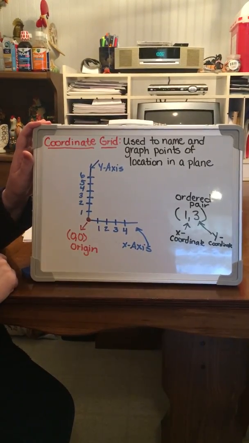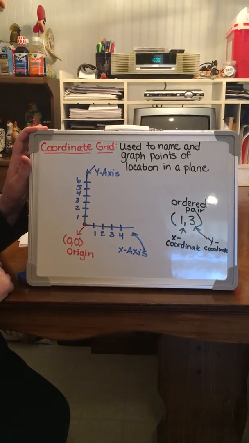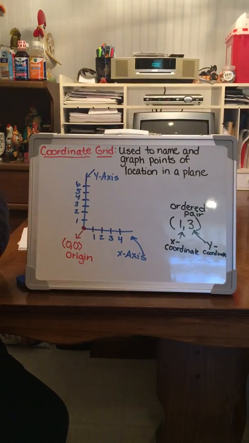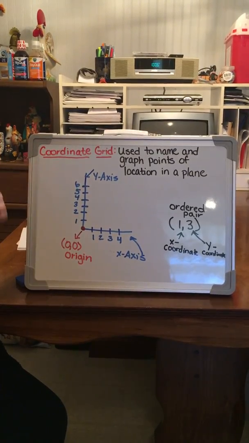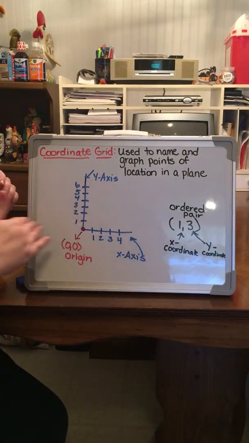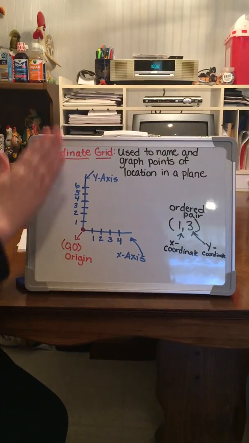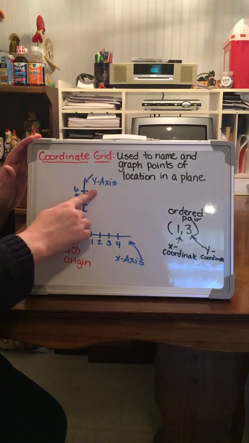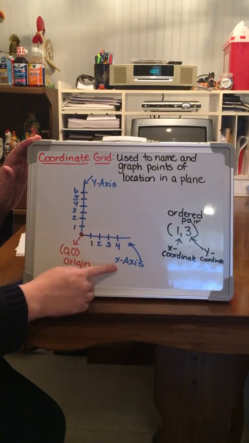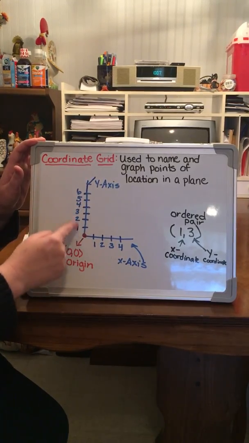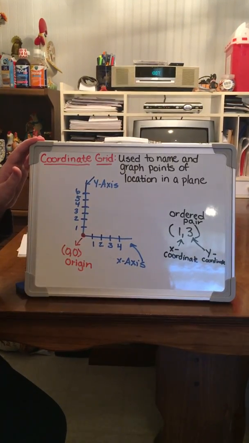Okay? So I always think of it as a hotel. You have to walk through the lobby of the hotel before you can take the elevator up and down. So when you're graphing ordered pairs or points on a coordinate grid, you always have to go over before you can go up and down. So X always comes before Y. And it even has that in the alphabet. X comes before Y in the alphabet. So then we have the Y-axis. Okay, that's the up and down.